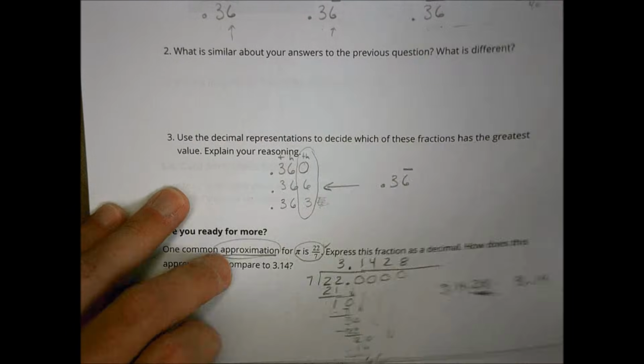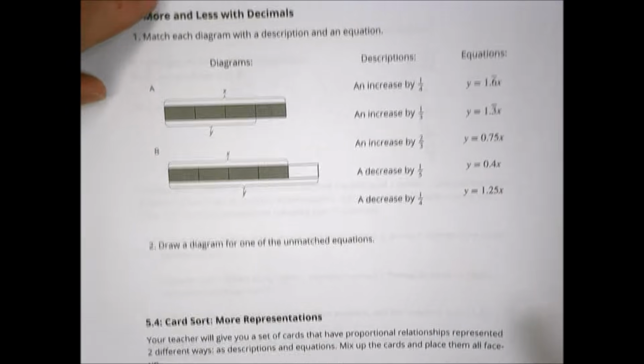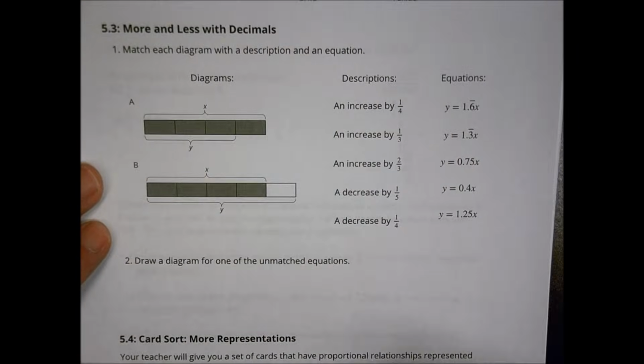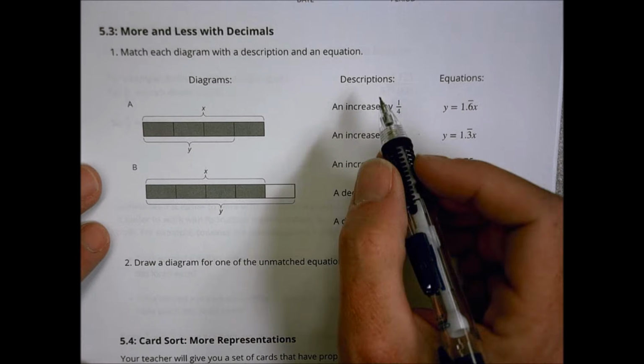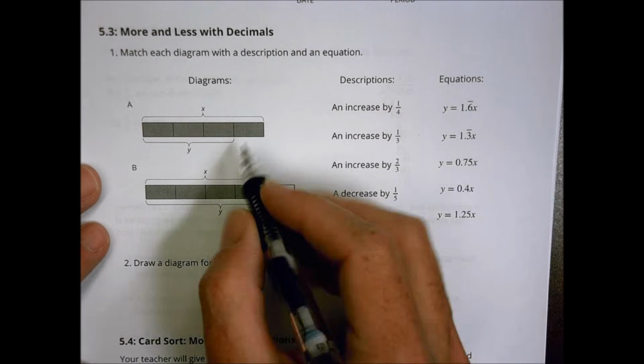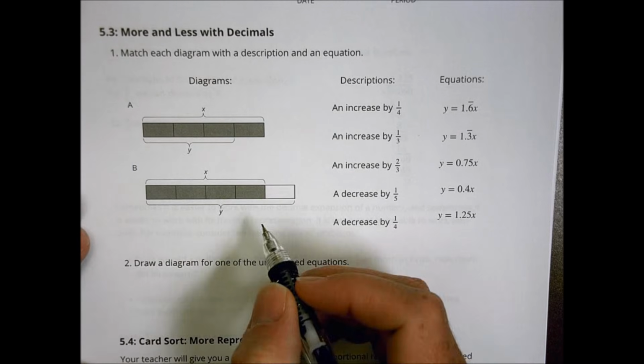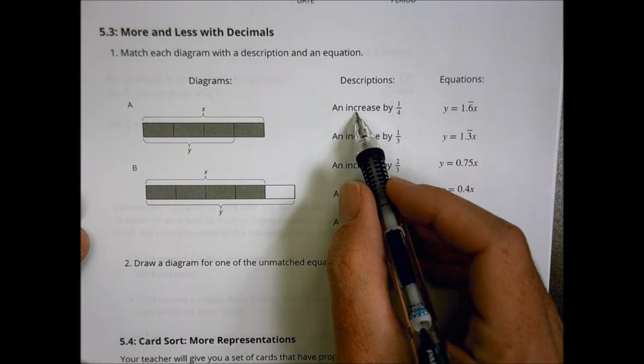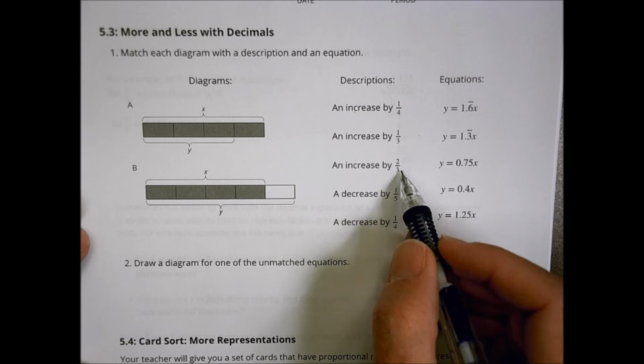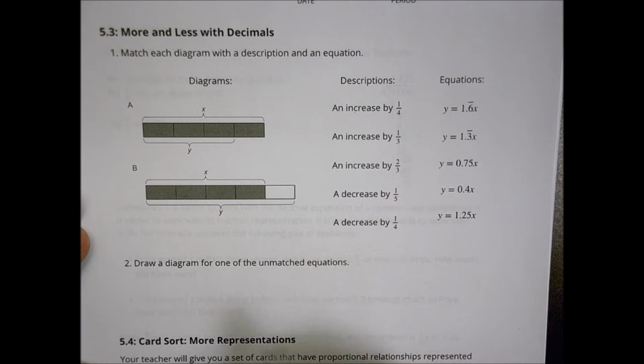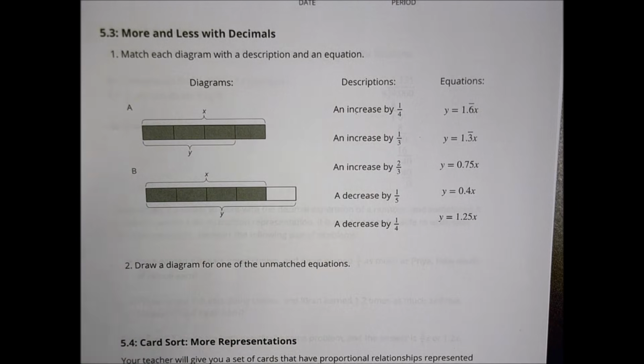Let's take a look at how this is going to tie in with today's lesson. All right, because we're looking at some tape diagrams still. And so it says match each diagram with a description and an equation. When I looked at these questions the first time, I thought, well, there's a lot of things I can look at. I have an increase by a quarter, a third, increase by 2/3, decrease, decrease. You do need to decide what you want to look at in terms of what are you beginning with and then what are you ending with.